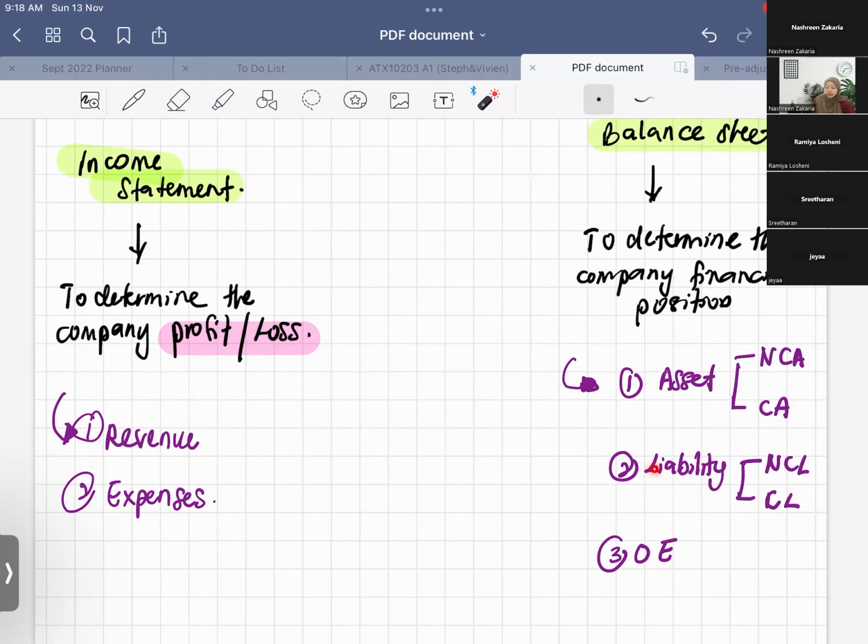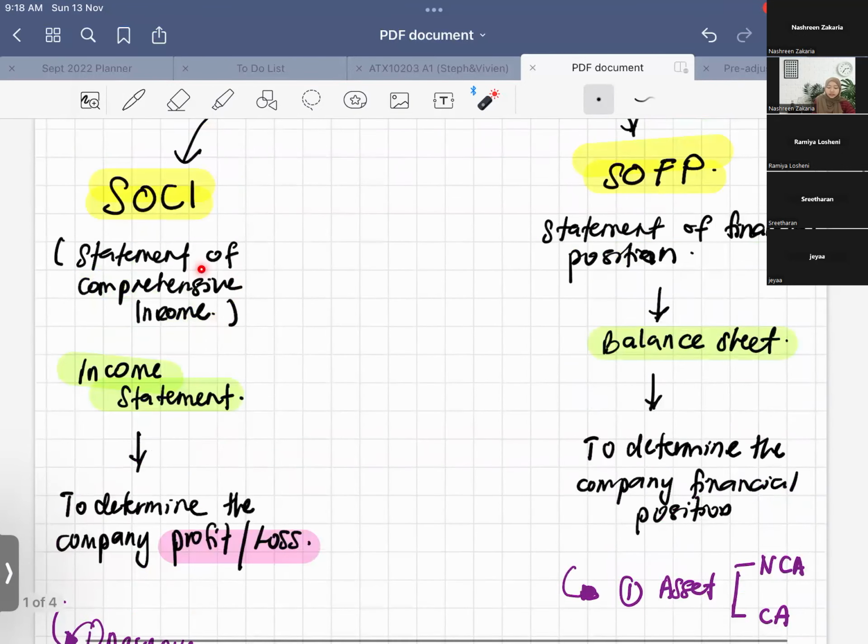format of the statement. Okay, for the income statement, remember only revenue and expenses. Don't include asset in the income statement. Same goes for the balance sheet. Don't include revenue in the balance sheet. Okay, so now you know which elements should be included in the income statement and which elements should be included in the balance sheet. And you know already the purpose. This is the purpose of us preparing the statements. This is the name, this is the name.